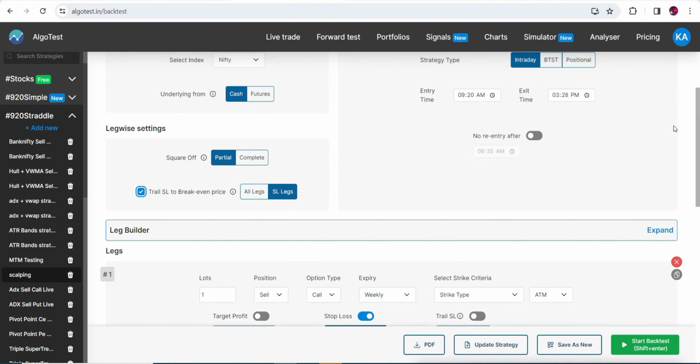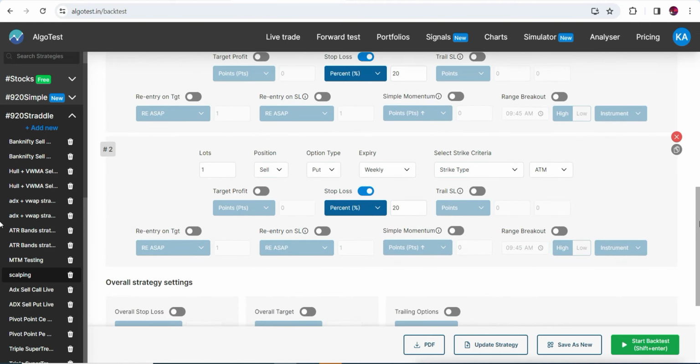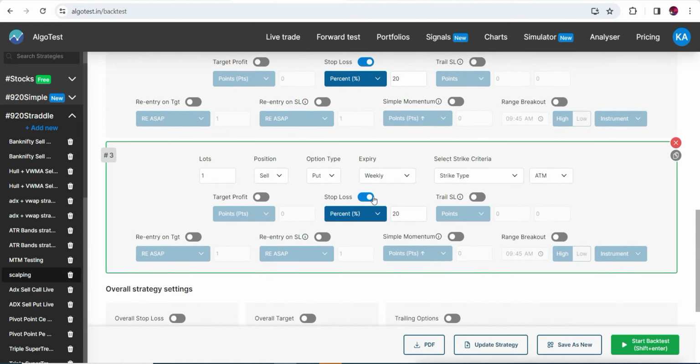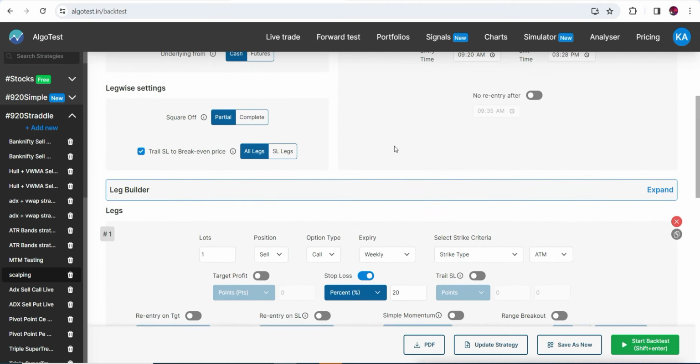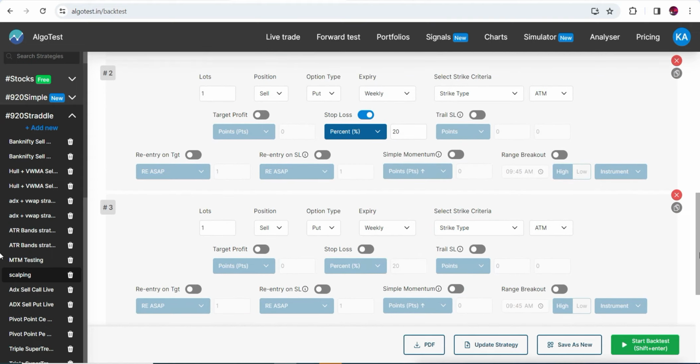Now this is how the trail stop loss to break even price works: if the stop loss of any of our legs is hit, then it will move the stop loss of all other legs to their entry price. Now how do the all legs and SL legs options work? Assume that we have some other leg also. Let me remove stop loss also here. Okay, so if we select all legs, it means if call side stop loss is hit, then it will move the stop loss of the put side and this third leg, where stop loss is not defined. Still, it will move the stop loss to break even price, their entry price.